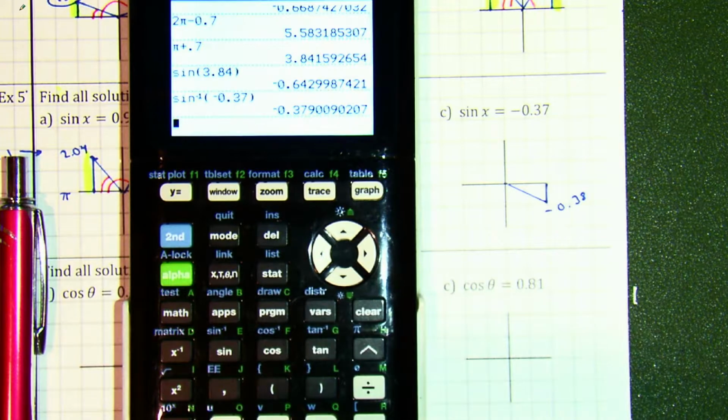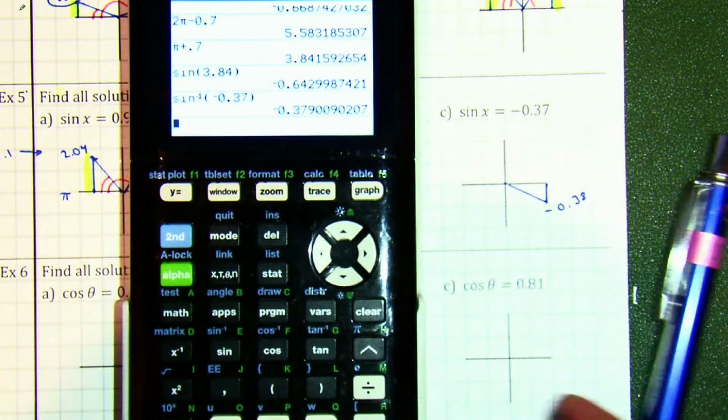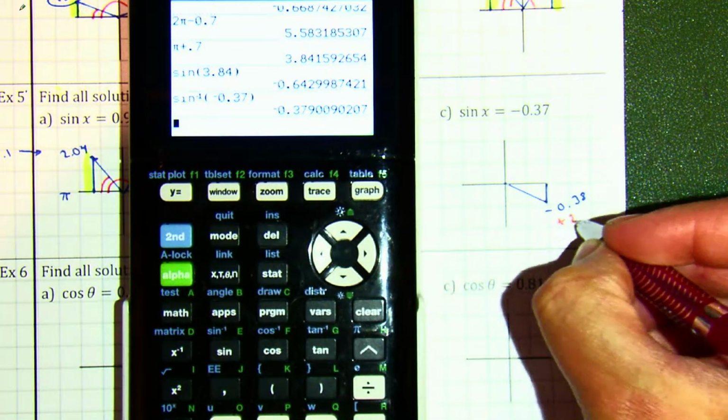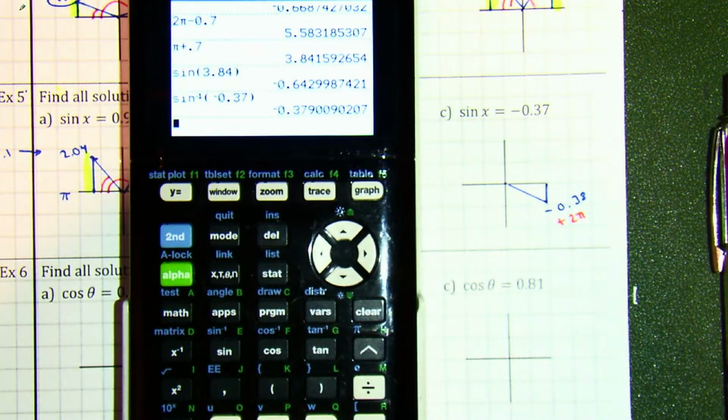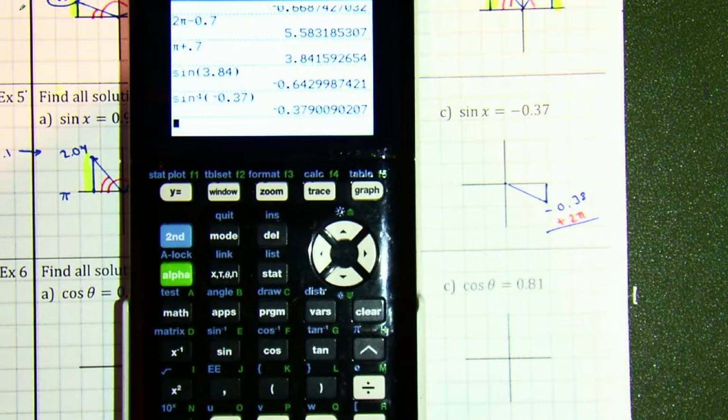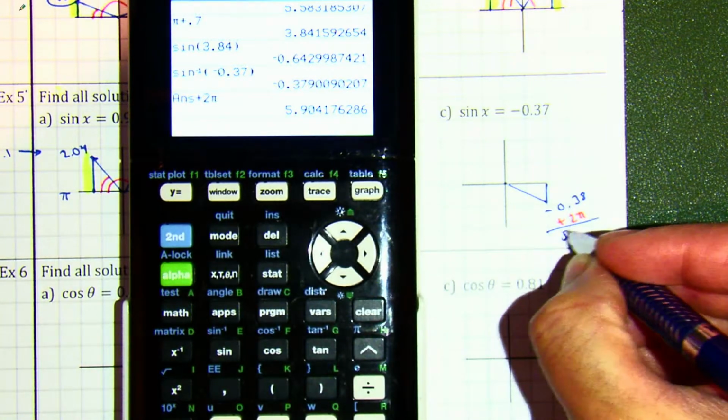I need the positive version of it, so therefore I'm going to add 2 pi all the way around to be able to find the coterminal angle. So I'm going to add plus 2 pi. That gives me 5.9. Perfect.